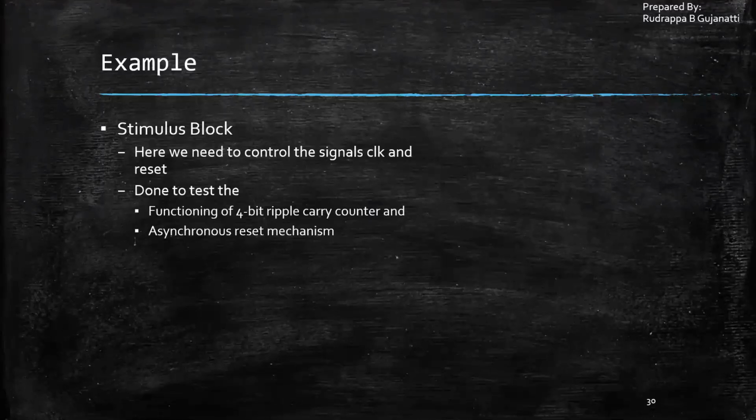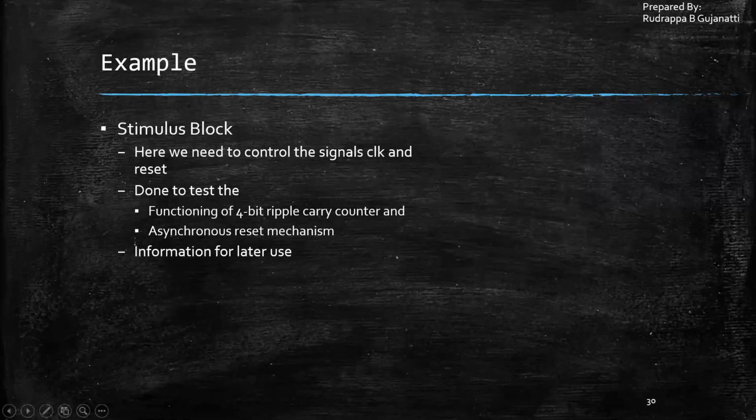So what is the stimulus block required for, say, in the 4-bit ripple carry counter? It is required to provide the signals, that is the clock and the reset signal, to the design block. So it has to give this information to the design block. It has to control when you have to reset, when the clock has to start or when it has to stop. All those things will be taken care of by the stimulus block. Then why is it done? Because I want to test the design block.